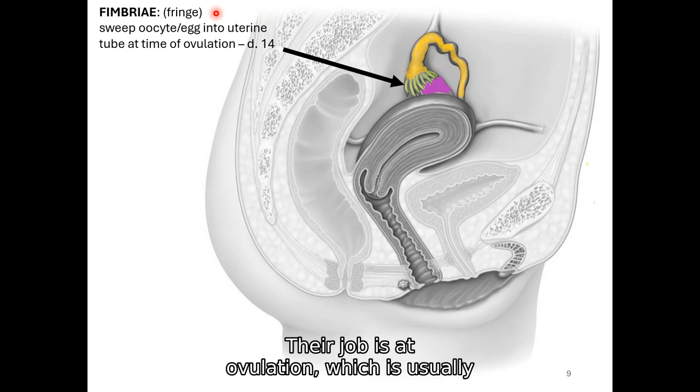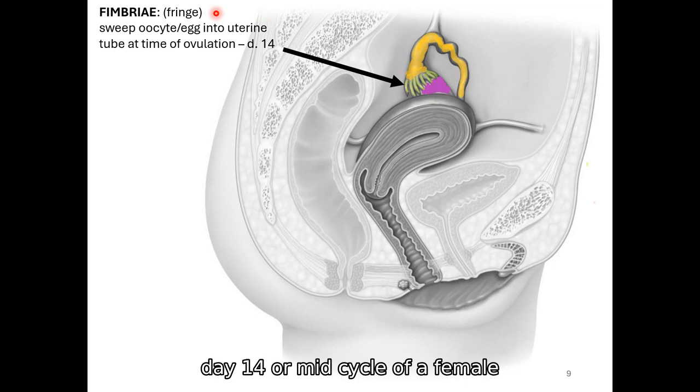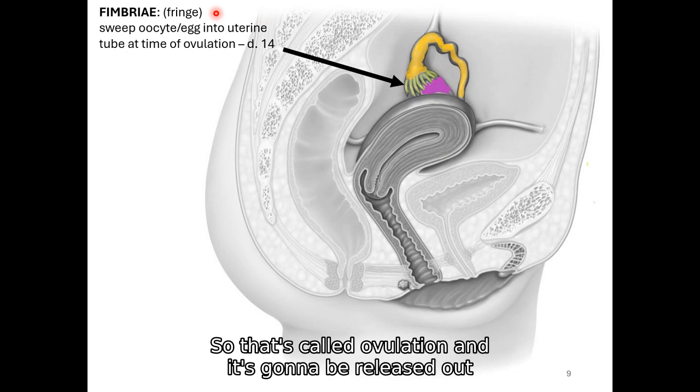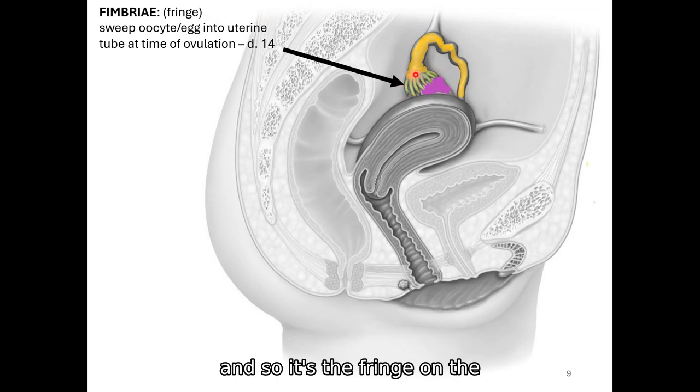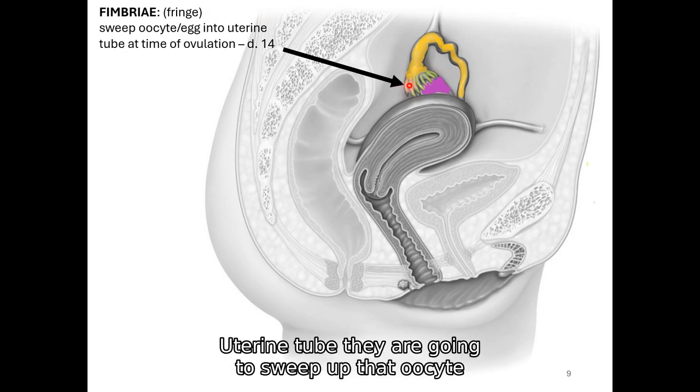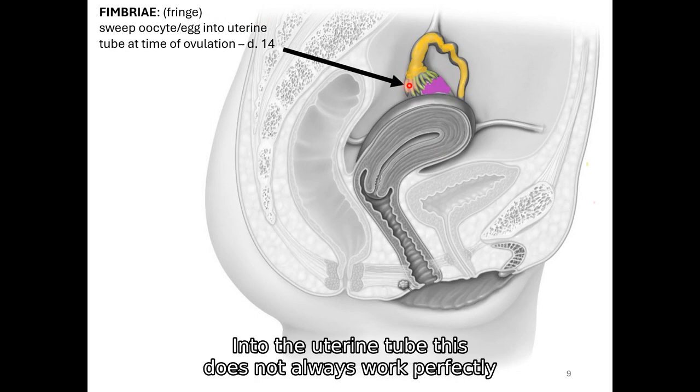Their job is at ovulation, which is usually day 14 or mid-cycle of a female ovarian cycle. The oocyte is released from the ovary, and that's called ovulation. It's going to be released out here in the abdominal pelvic cavity because it is open. And so it's the fringe on the uterine tube. They are going to sweep up that oocyte into the uterine tube.